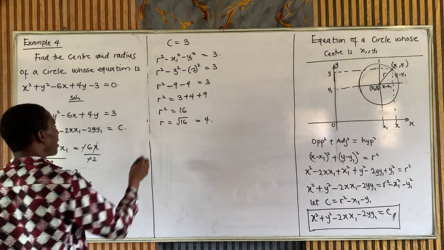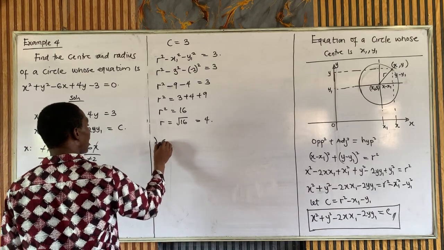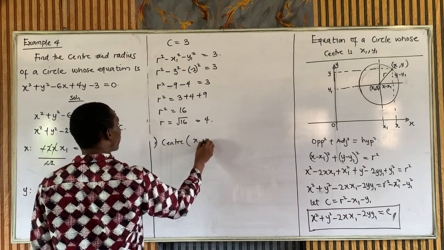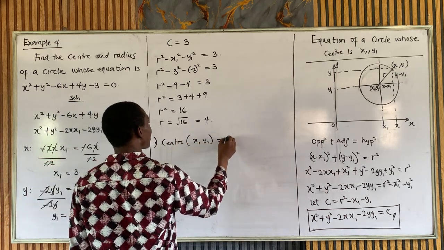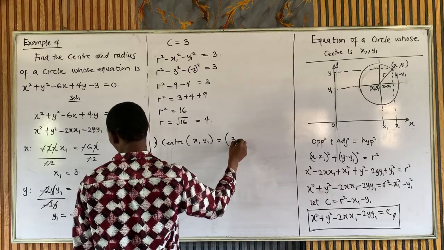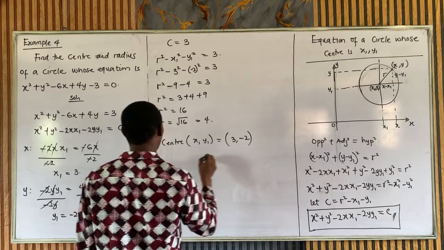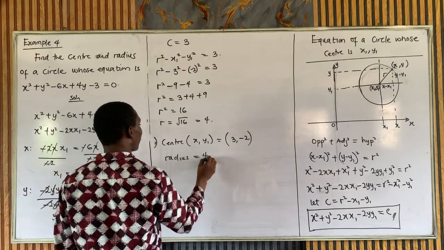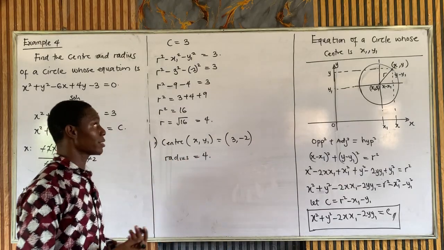Now we have to get the center. The center is x1, y1. We got x1 to be 3, and y1 we got to be minus 2. That's the center. And the radius is simply equal to 4. So that's that for this question.